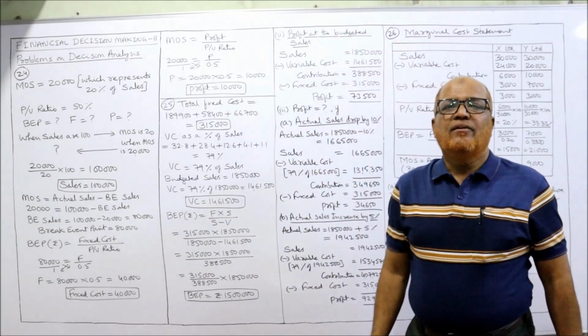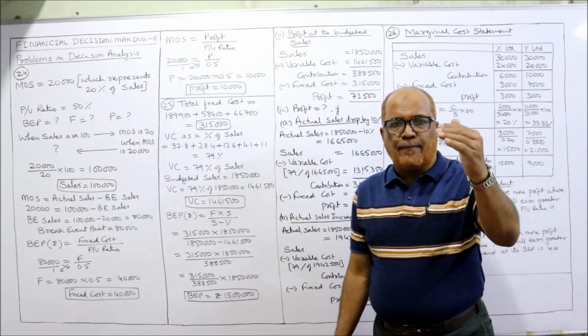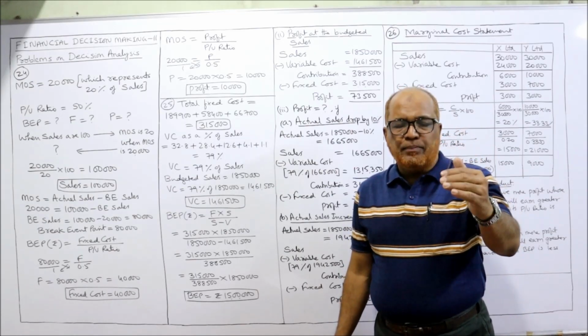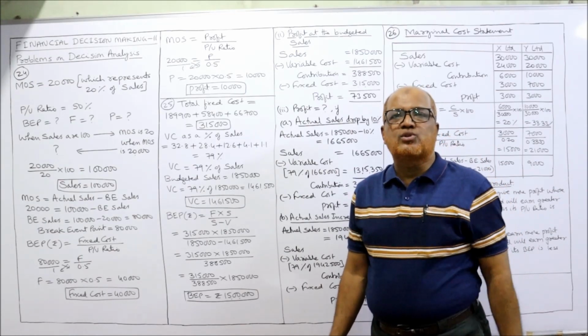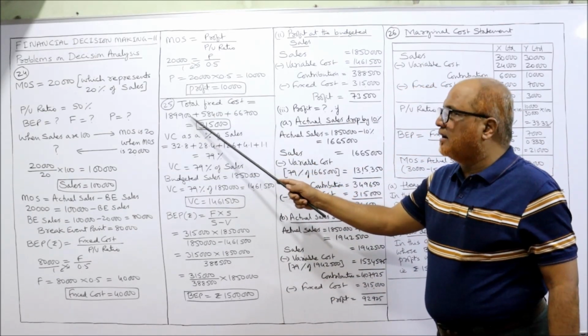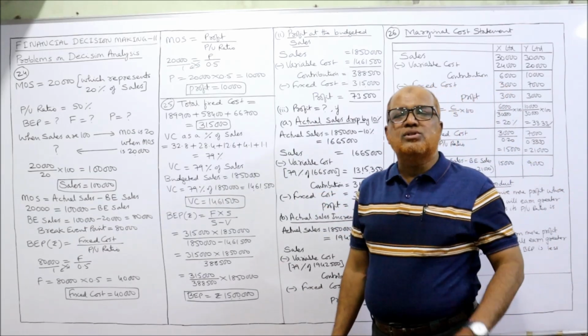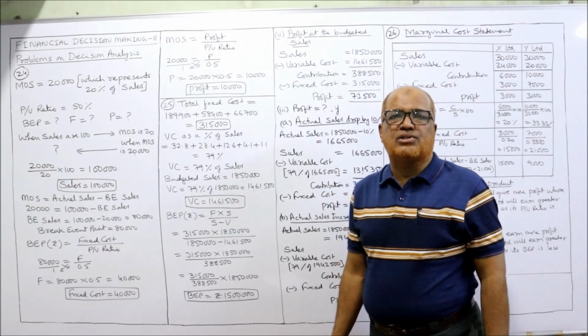First of all, we want the total fixed cost. We have fixed cost under factory fixed overheads, administration fixed overheads and distribution fixed overheads. So the total fixed cost is 1,89,900 plus 58,400 plus 66,700. 3,15,000 is the total fixed cost.